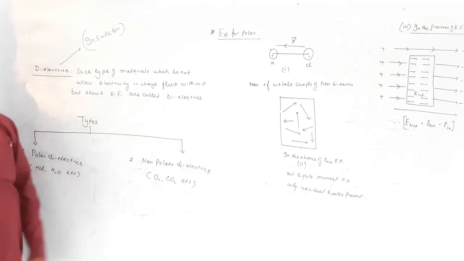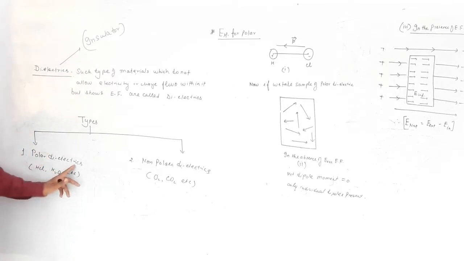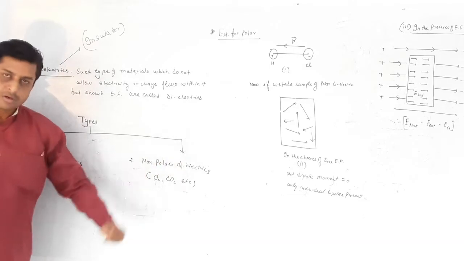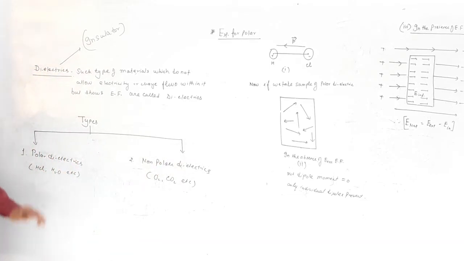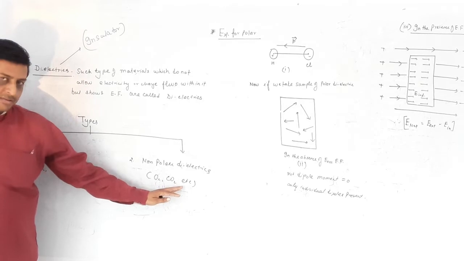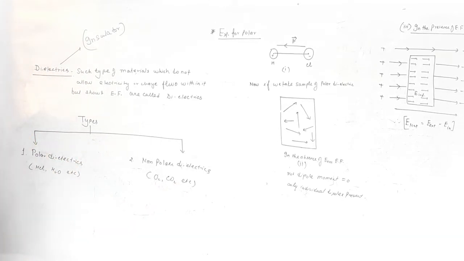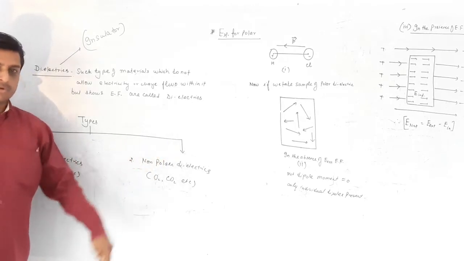This is called a dielectric. Now dielectrics are of two types. The first type is called polar dielectric and the second type is called non-polar dielectric. Polar dielectric examples are HCl, H2O, etc. Non-polar dielectric examples are oxygen, carbon dioxide, etc. Okay. Now the question is, what is a polar dielectric and what is a non-polar dielectric?